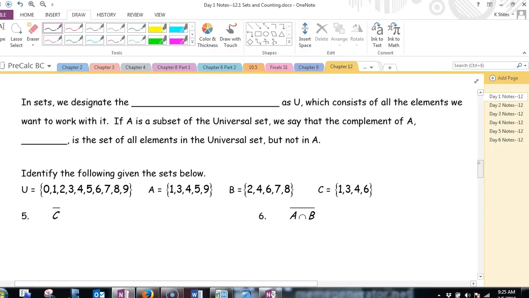All right, moving on. In sets, we designate what's called the universal set as U, which consists of all of the elements we want to work with. If A is a subset of the universal set, then we say that the complement of A, which can be written like this, is the set of all elements in the universal set, but not in A. Okay, so it's everything else that's in the universal set, but not in A.